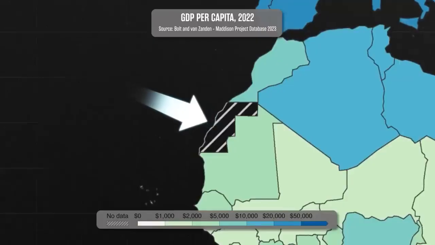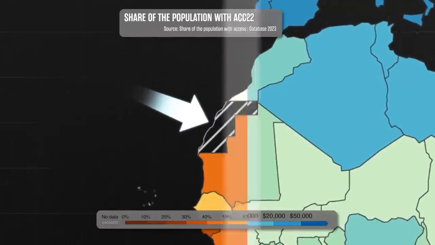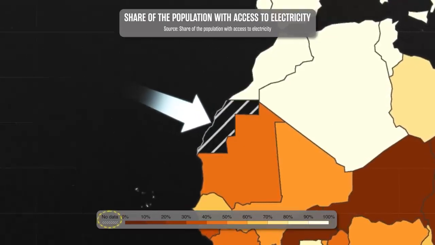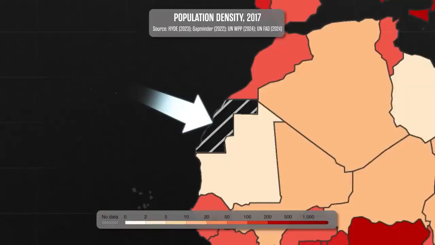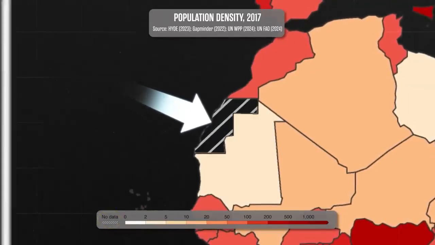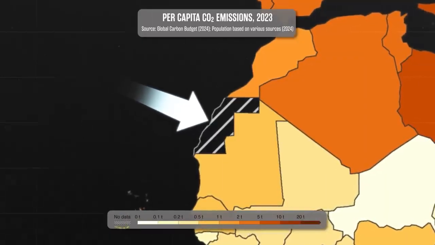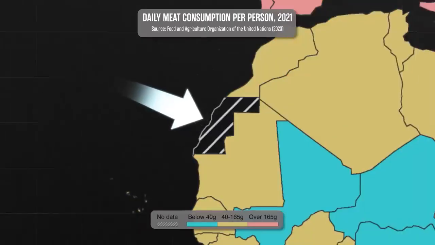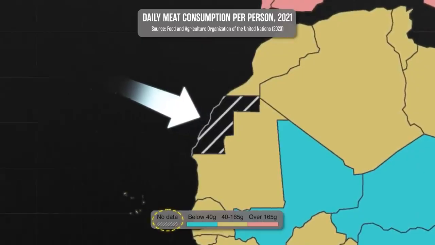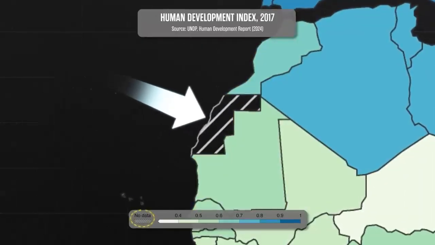Here's a map showing global GDP per capita in 2022 that shows this territory blank with no data. Here's another map showing the share of global population with access to electricity that shows the same territory blank with no data. Here's a map that shows global population density that still shows the same territory blank with no data. Or how about this map that shows global per capita CO2 emissions that also shows the same territory blank with no data. Or this map that shows worldwide daily meat consumption per person that shows the same territory blank with no data.